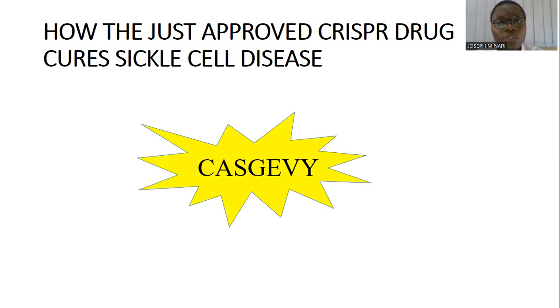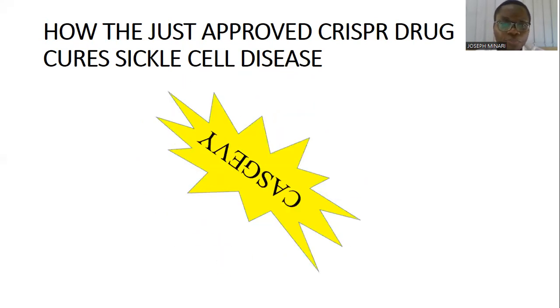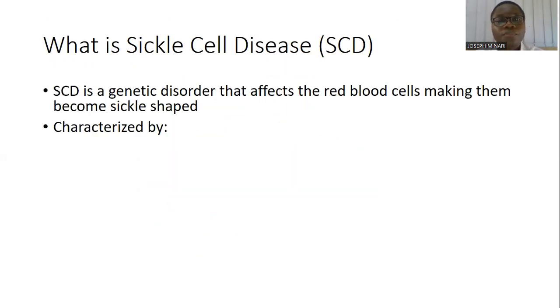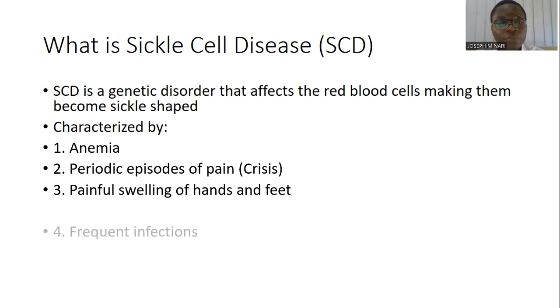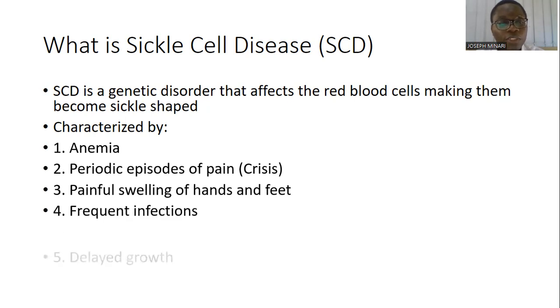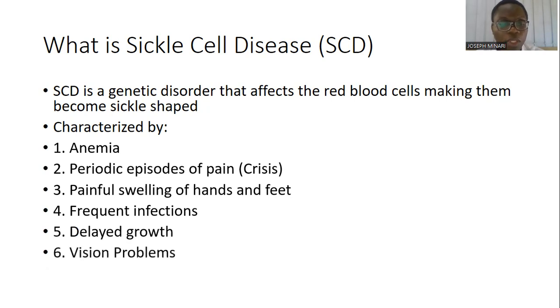Firstly, let's talk about what sickle cell disease is all about. Sickle cell disease is a genetic disorder that affects the red blood cell, which makes them become sickle shaped. Majorly, they are characterized by anemia, periodic episodes of pain, painful swelling of hands and feet, frequent infection, and delay in growth. It also affects their vision.